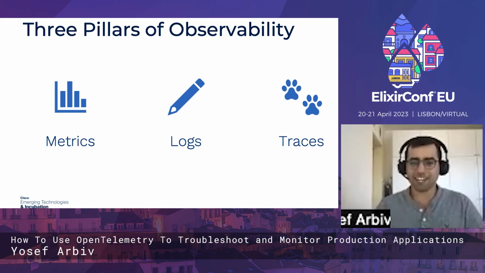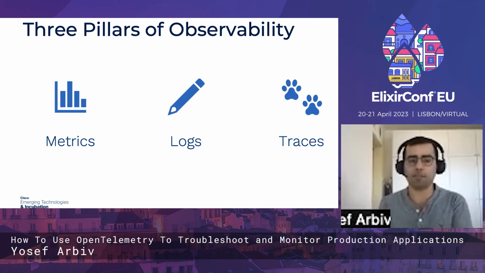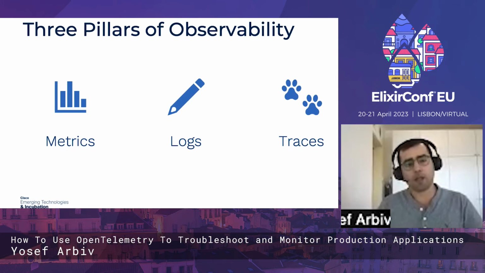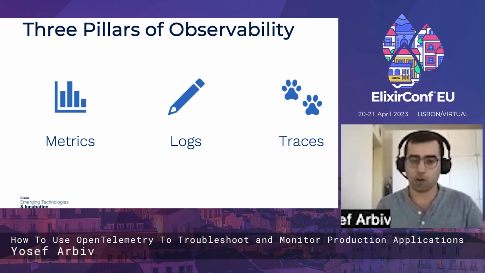The second pillar of observability, the second telemetry data that we get from our system, are logs. Logs are the most basic kind of telemetry data. I believe that almost every system produces logs, and logs tell us why something happened in our system. And the third pillar here is traces. Traces tell us where something happened in our system.